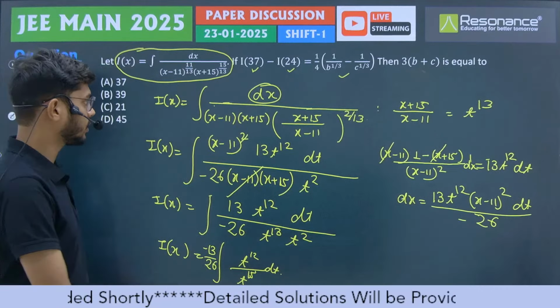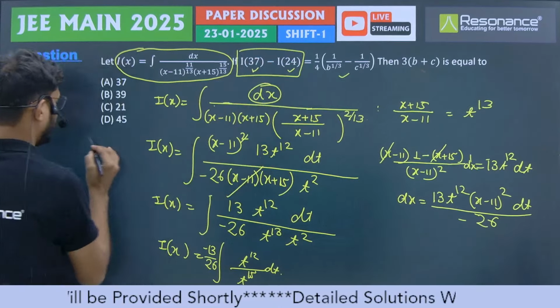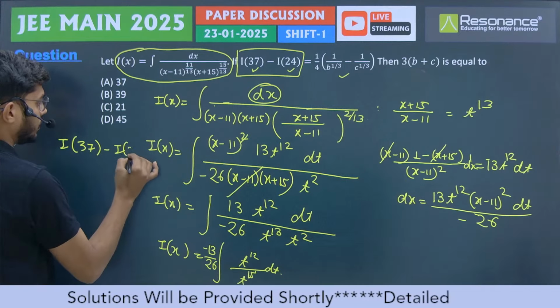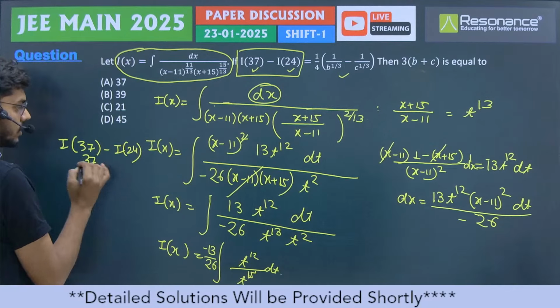Just solve this calculation again, and after that, what is the meaning of this I 37 minus I 24, which is nothing but the integration from 24 to 37. You just have to solve it again.